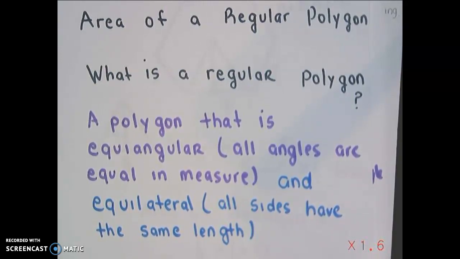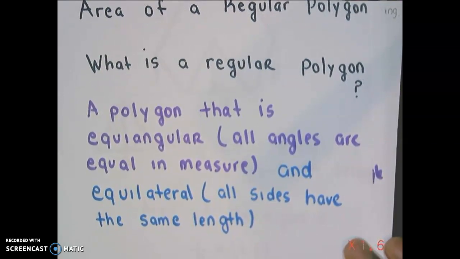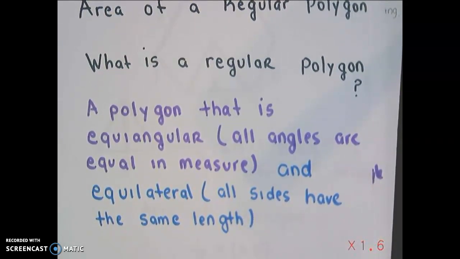Today, we're going to talk about the area of a regular polygon. First, I just want to give you a brief description of what a regular polygon is. It's a polygon that is equiangular, which just means that all the angles are equal in measure, and it's also equilateral. That just means all the sides have the same length.